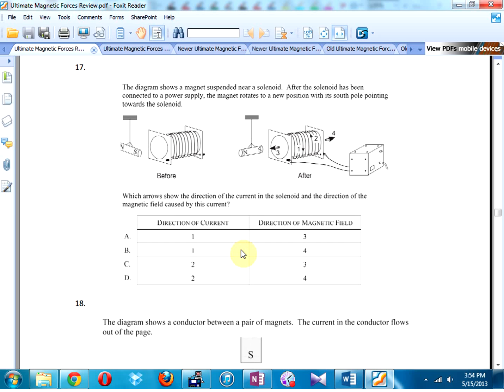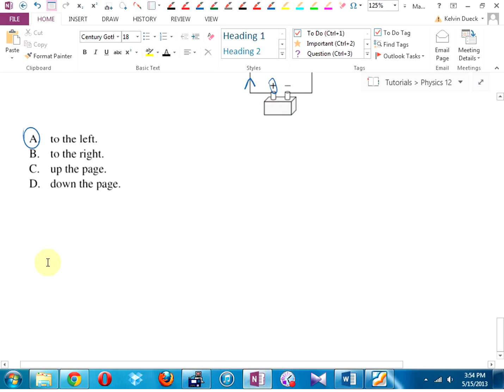Oh, here's a nice question. A good right-hand solenoid rule question, okay? So here is a magnet suspended on a thread, so it is free to rotate. It says the diagram shows a magnet suspended near the solenoid. After the solenoid has been connected to the power supply, the magnet rotates to a new position. Let's cut and paste this because this is a big diagram.